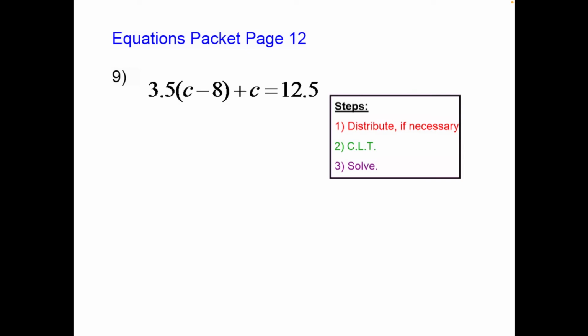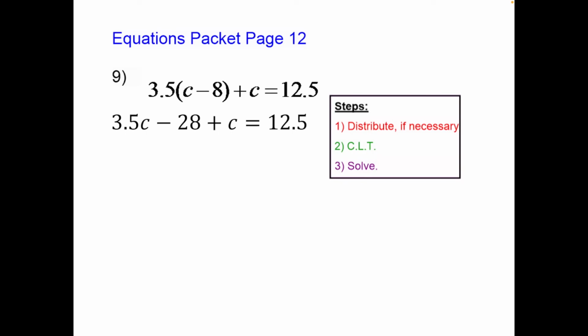Number 9, 3.5, open parentheses, c minus 8, close parentheses, plus c equals 12.5. Step 1 is to distribute. We'll distribute 3.5 to the c and the negative 8. 3.5 times c is 3.5c. 3.5 times negative 8 is negative 28. Then we bring down the plus c and the equals 12.5.